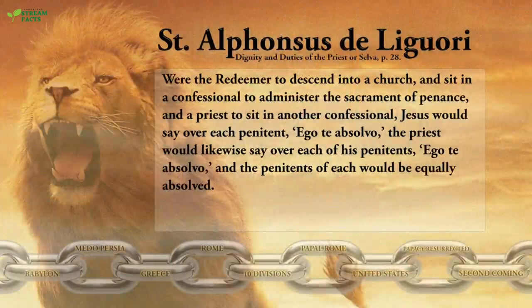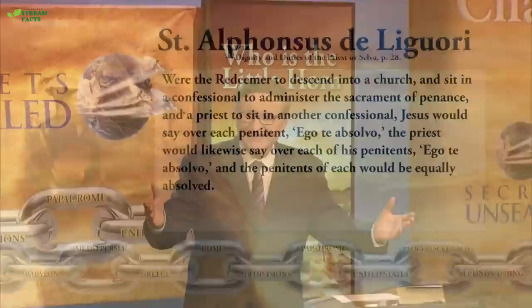Let me read you a statement from St. Alphonsus Liguori, one of the 33 doctors of the Roman Catholic Church. This is in his famous book, Dignity and Duties of the Priest or Selva, page 28. "Were the Redeemer to descend into a church and sit in a confessional to administer the sacrament of penance, and a priest to sit in another confessional, Jesus would say over each penitent, 'Ego te absolvo,' which means 'I forgive you.' The priest would likewise say over each of his penitents, 'Ego te absolvo,' and the penitents of each would be equally absolved." Are you understanding what that statement is saying? It's saying that the priest has the same power as Jesus Christ to forgive sins.